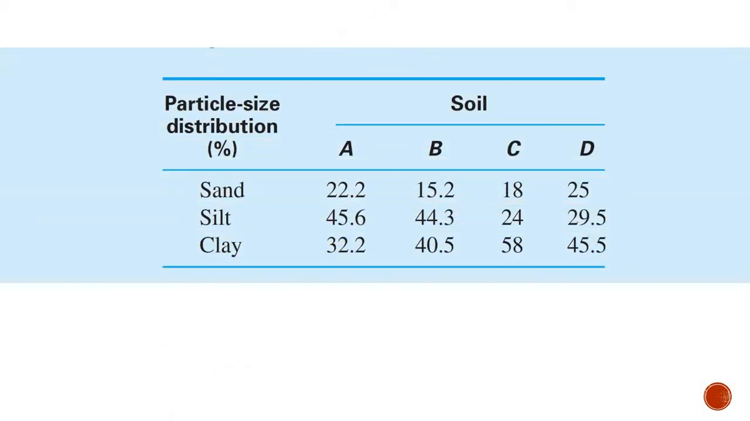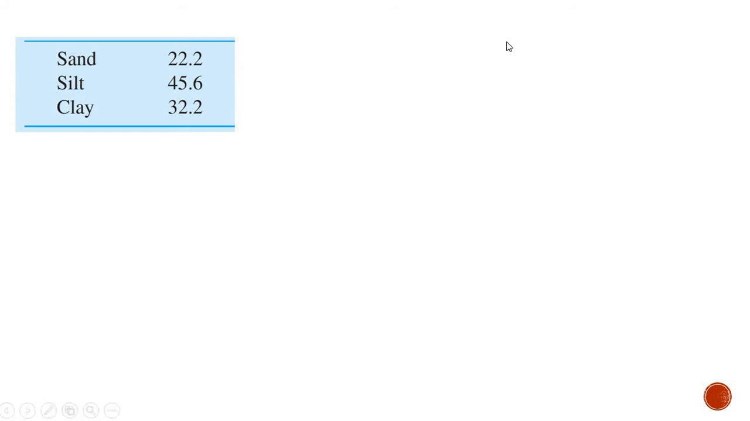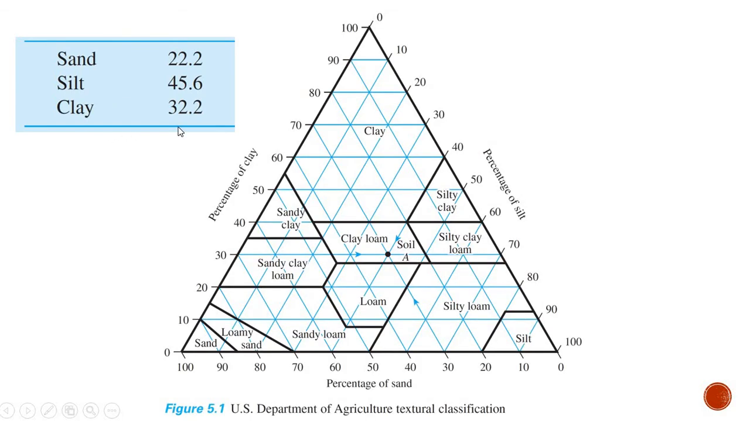To further understand, we will try to identify the classifications of soils A, B, C, and D. On the given, we have soils A, B, C, and D, but we will only plot soil A and soil C for demonstration purposes. For soil A, the sand is 22.2%, the silt is 45.6%, and the clay is 32.2%. Using the USDA textural classification, we are to plot and classify the textural classification of this soil A. So let me just write, this is soil A. How are we going to plot?